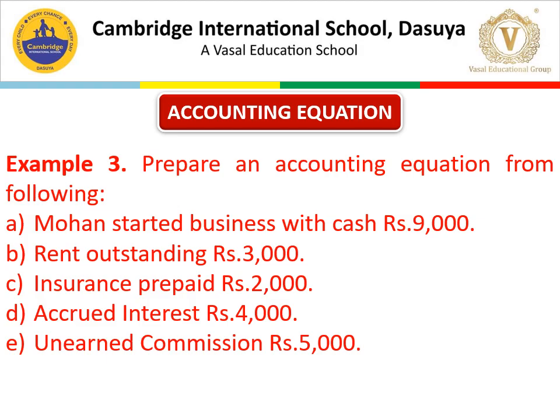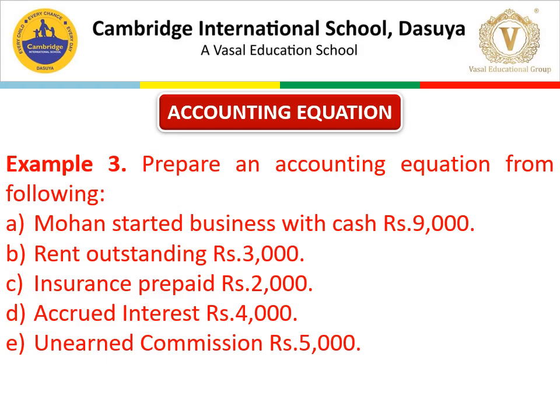Next is accrued interest. Accrued interest is interest earned but not received. Accrued interest is an income earned but not received. It will be added to capital, but since the income is not received, there is a new column of accrued interest on the asset side.